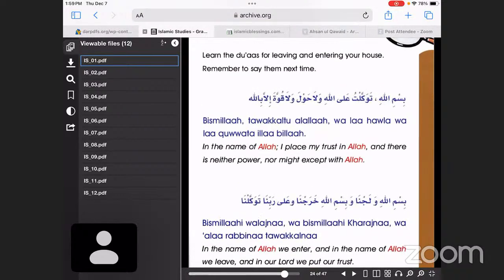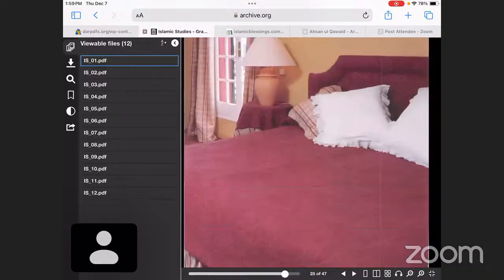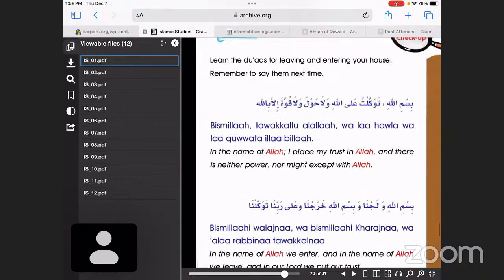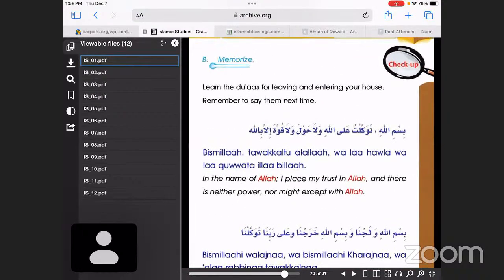Inshallah, you will be protected, and the angel will protect you, inshallah. So this is the lesson for today. Inshallah, tomorrow we will start the 27 etiquettes of sleeping. This is all the sunnah way and all the etiquettes. May Allah give us tawfiq so we can follow all these things and get reward for it, inshallah.